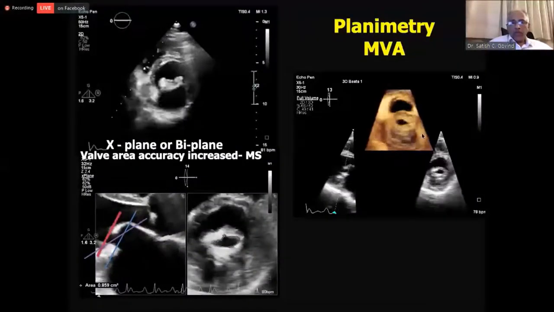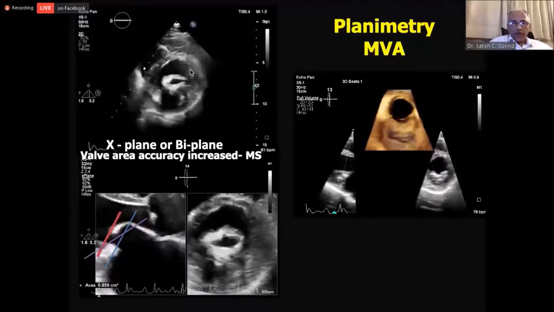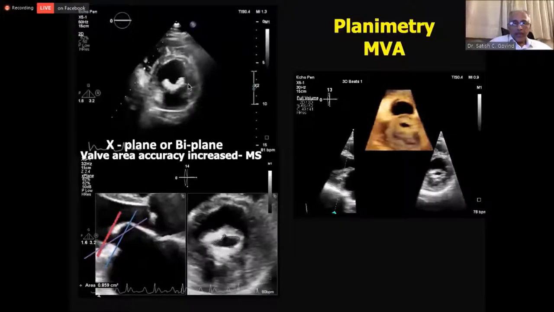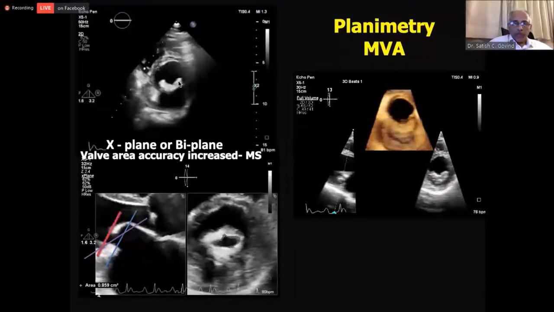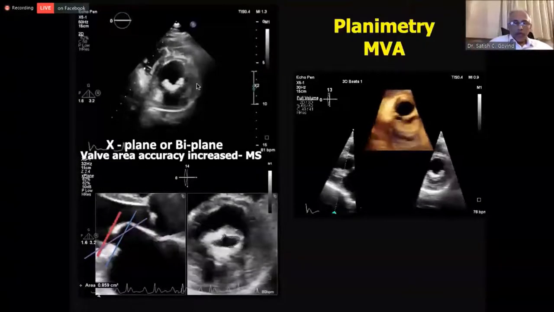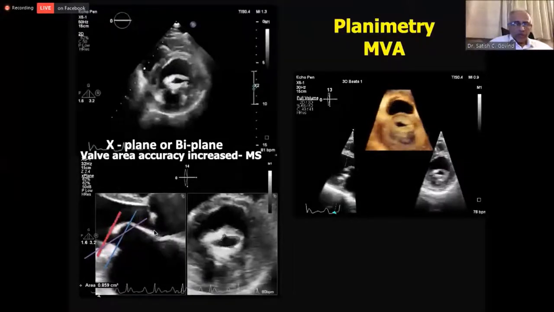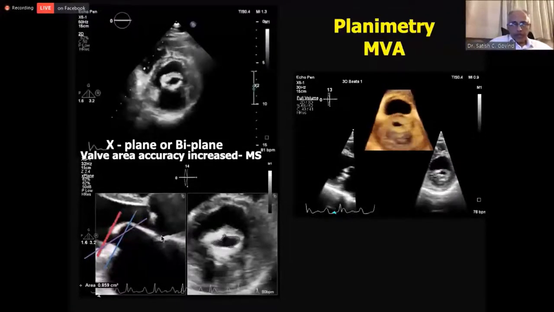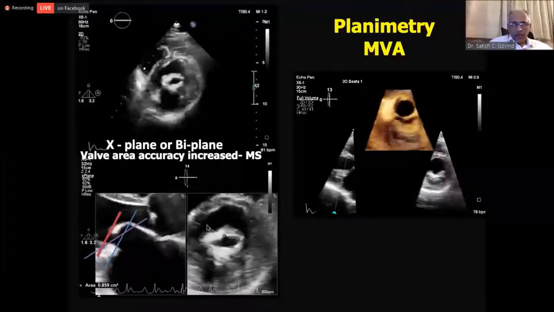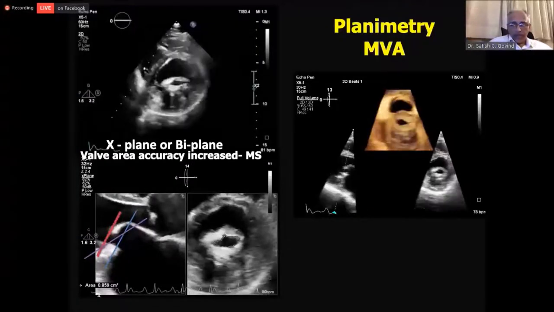And then how do we sort of quantify it? So in terms of planimetry, you can go for a straightforward planimetry in terms of 2D and then look at the valve. It can give you problems when there is calcification, it can cause shadowing. And again, the commissures may not be in the same plane, so the valve area can vary here. So a better approach is if you have a 3D probe, you can just go for a biplane or an X-plane, and then you can make sure that you cut it at the exact moment and you can get your valve orifices very precise and very accurate.